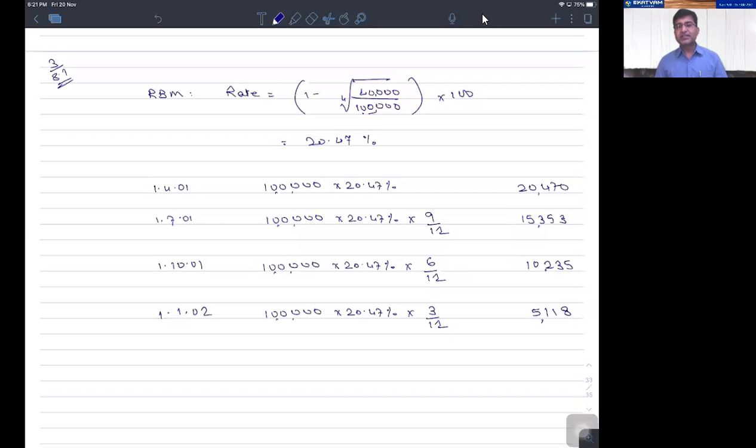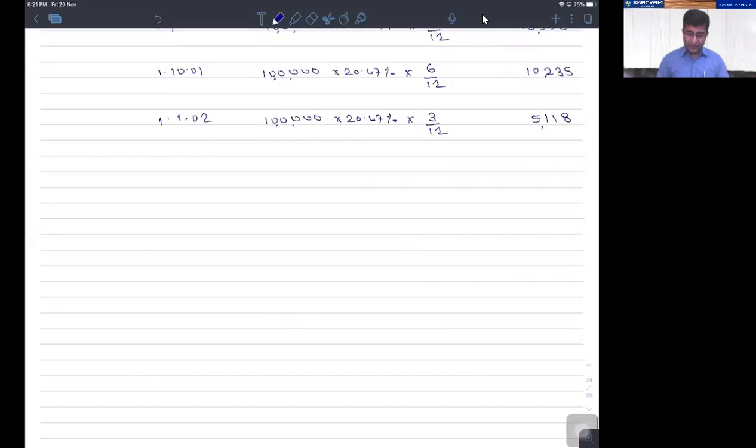Overhauling, repair, servicing is nothing but a repair and maintenance expense. Overhauling cannot be treated as a capital expenditure. That will be treated as a revenue expenditure. The date of purchase is 1st April 2001 and the date of sale is 31st of March.